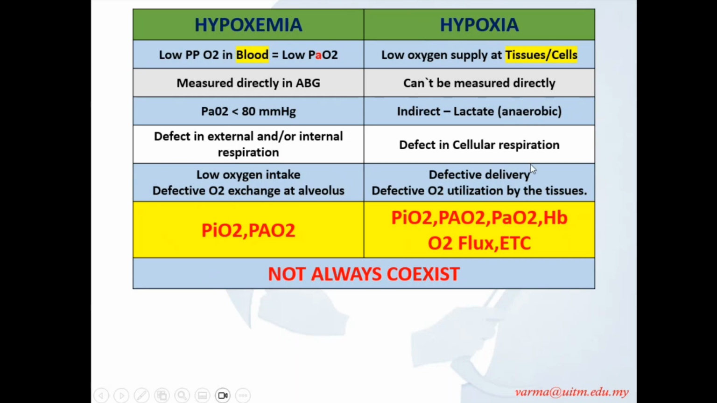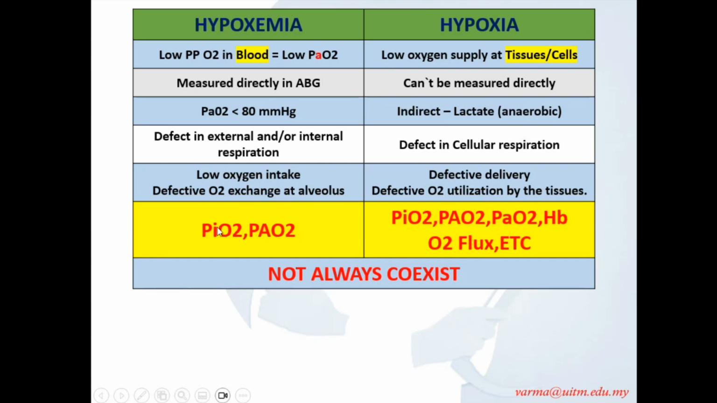Whereas hypoxia is at the cellular level, at the level of cellular respiration. There is no problem with the flow. There is a defect in cellular respiration, which could be because of a defect in oxygen uptake, oxygen delivery, or oxygen utilization. It could be either. Whereas hypoxemia is all low oxygen intake or defective oxygen exchange. This is at the initial level. This is at the final level.